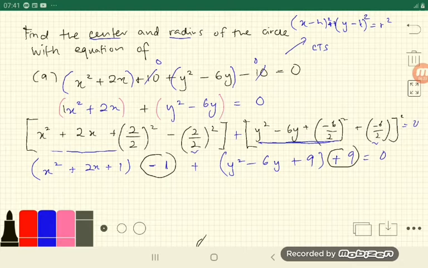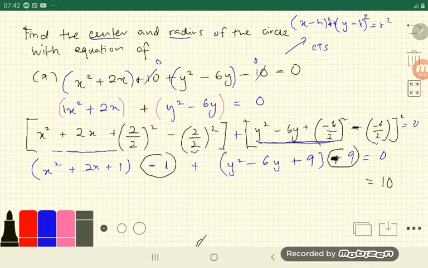Is it alright? Okay, let me continue on this part. I think I made a mistake here. This is supposed to be a minus, and this part is also supposed to be a minus. So minus and minus, it's supposed to be minus 10. Bring it to the other side, so it is supposed to equal positive 10.